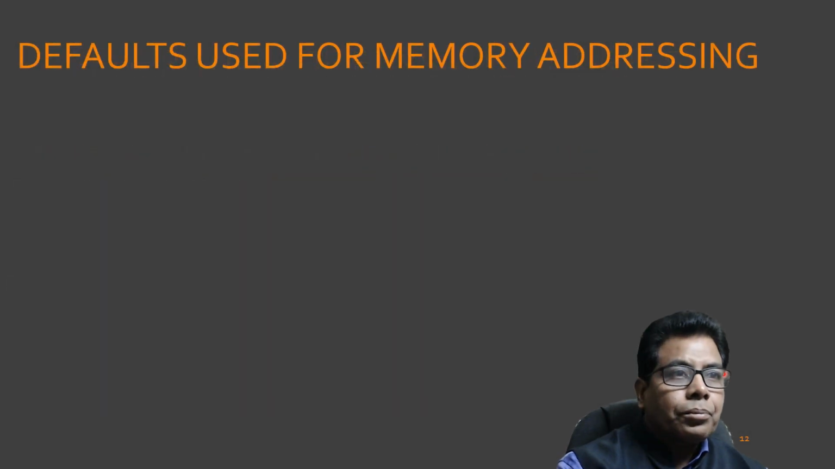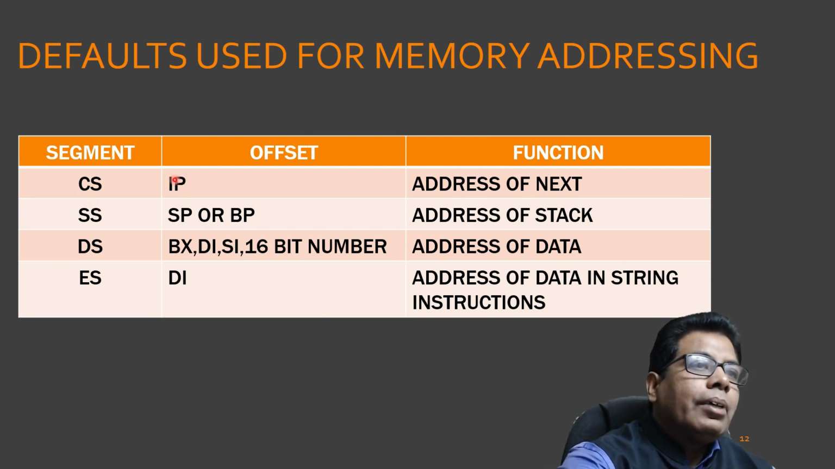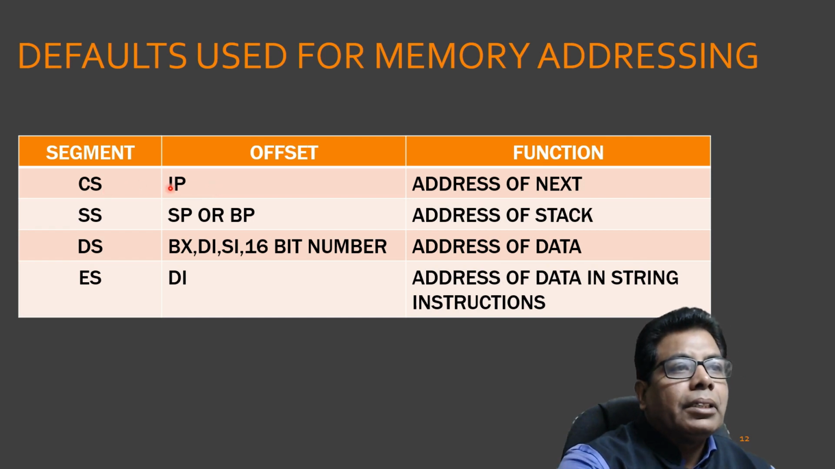Then let us see the default use for memory addressing. Each of the segments has a particular offset register. Say CS, code segment, always IP will be used as the offset register. No other register can be used along with CS. So it will find the address of the next instruction to be executed. Then SS, it will either use SP or BP. The stack segment, its function is for addressing the stack.